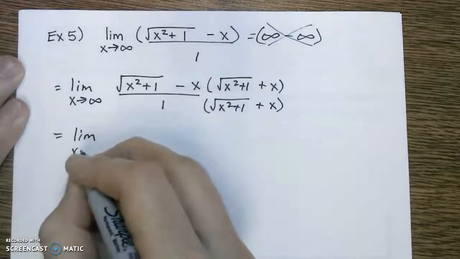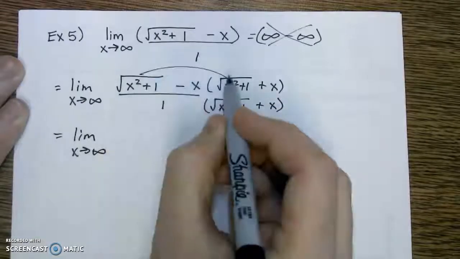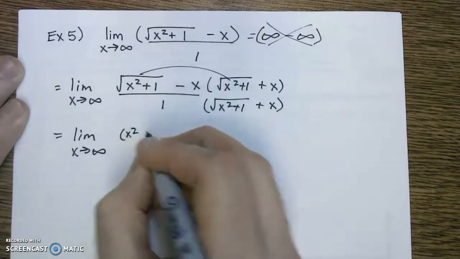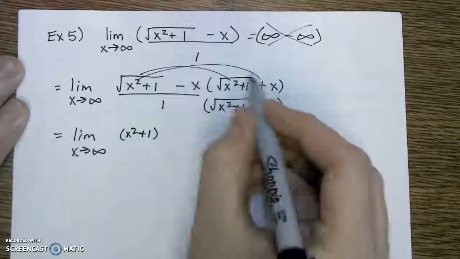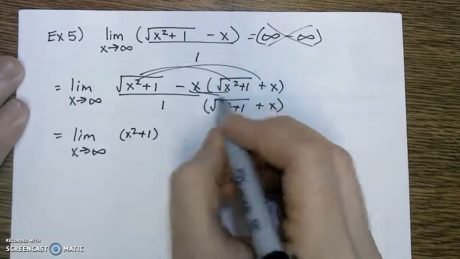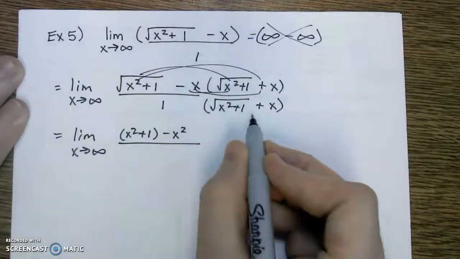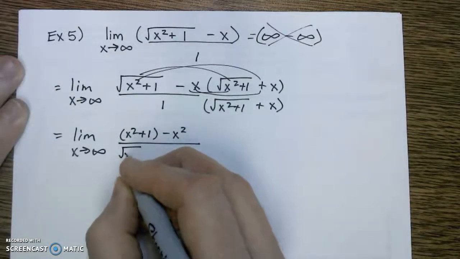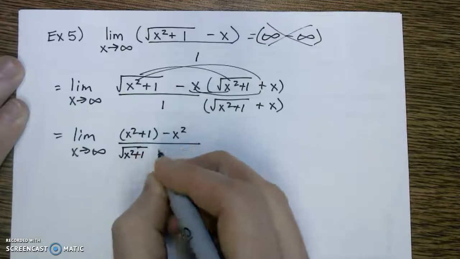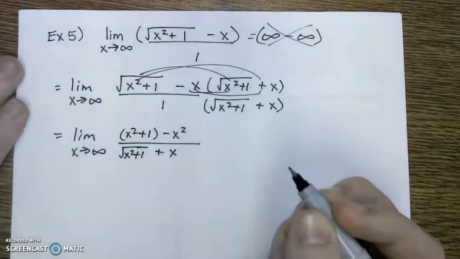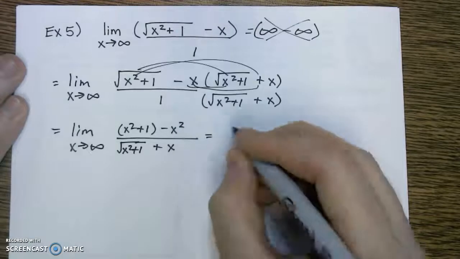Multiplying by the conjugate, you're going to FOIL, so the radical will cancel. The outside and the inside will cancel, and then last times last, you'll have negative x squared. 1 times the conjugate is just the conjugate. You want to reduce on top.